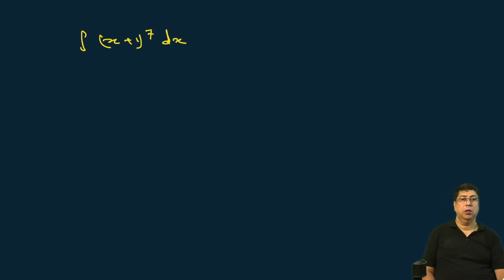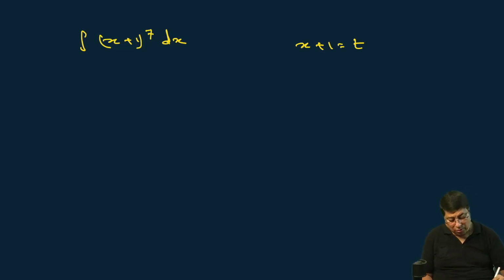First of all, suppose integration of x plus 1 whole to the power 7. We have to integrate x plus 1 whole to the power 7. How to proceed? How to do the integration? We'll substitute x plus 1 for some t, or z, or whatever, and we'll get the fundamental formula.